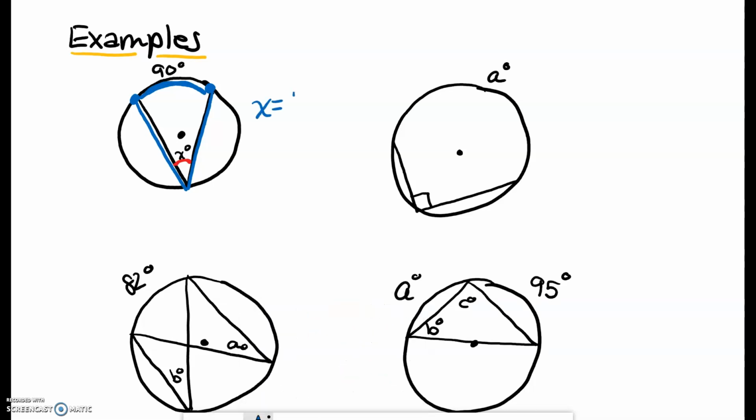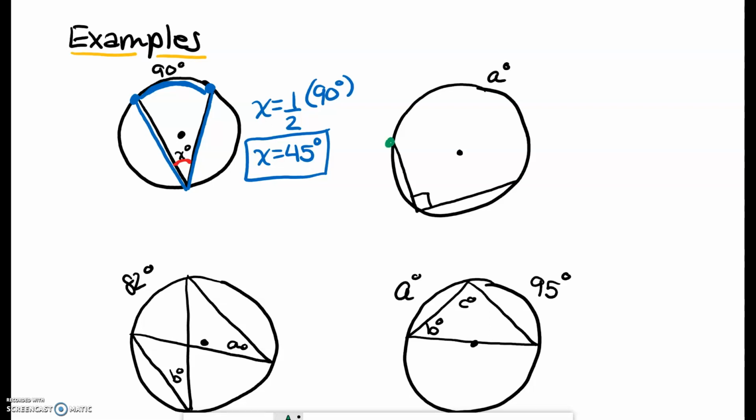x equals a half of the arc measure, which is 90 degrees. So x equals 45 degrees. Okay, so let's see what A is.